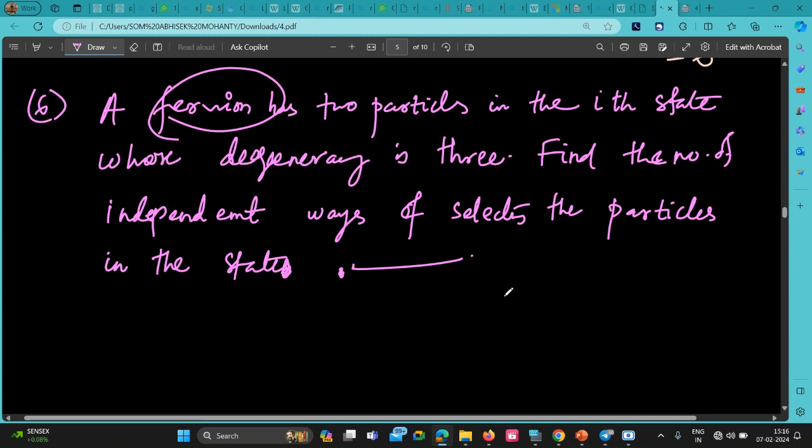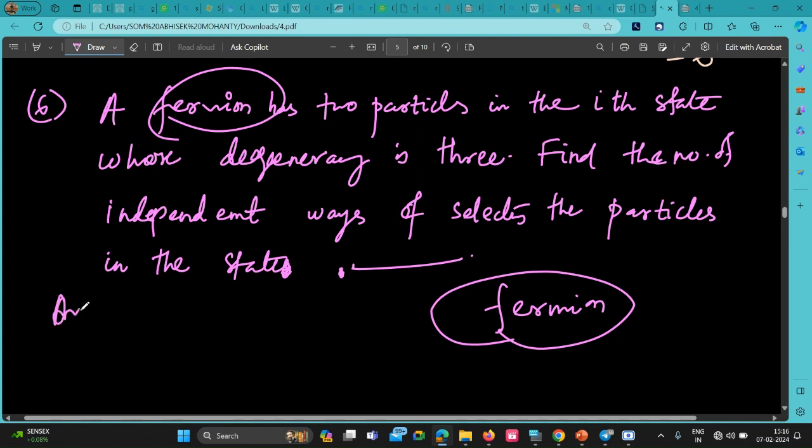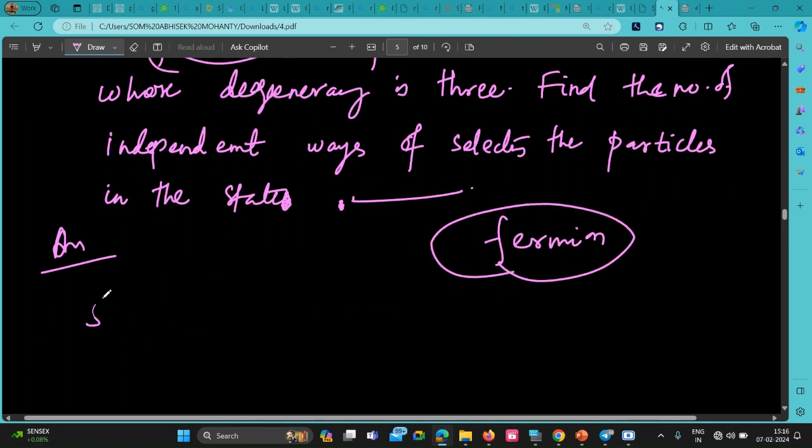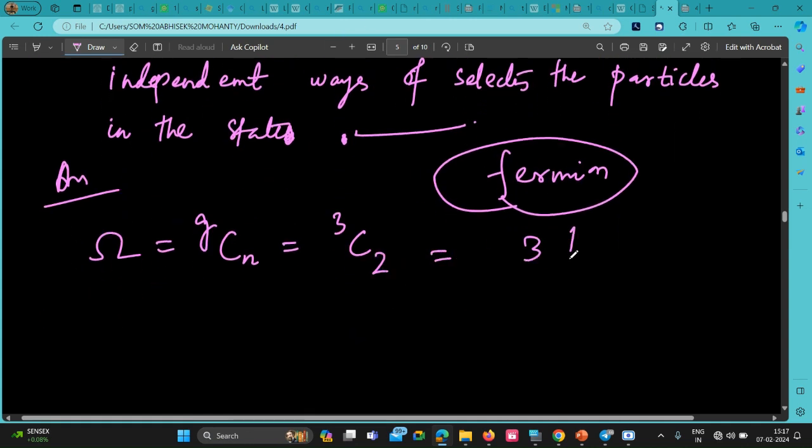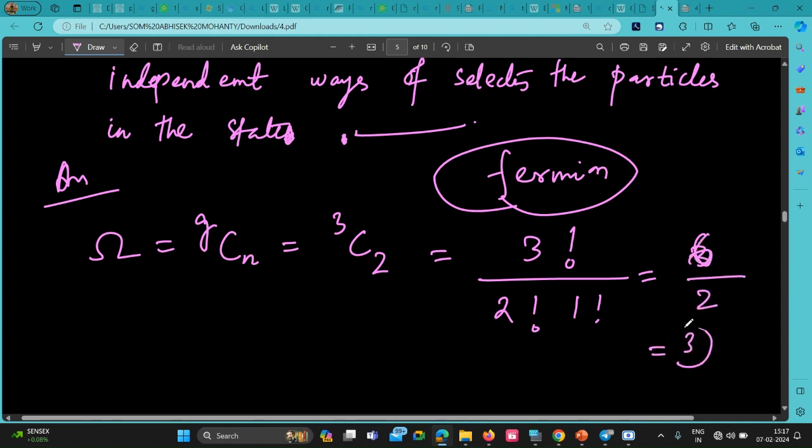So this is not a boson, this is a fermion. For fermion, the formula is different from the boson. The arrangement would be simply omega is equal to G C N. G, the degeneracy, is 3, and the number of particles is 2. So 3C2, that means 3 factorial divided by 2 factorial into 1 factorial, that is 6 by 2. The answer is 3. So the number of microstates will be 3. Next question.